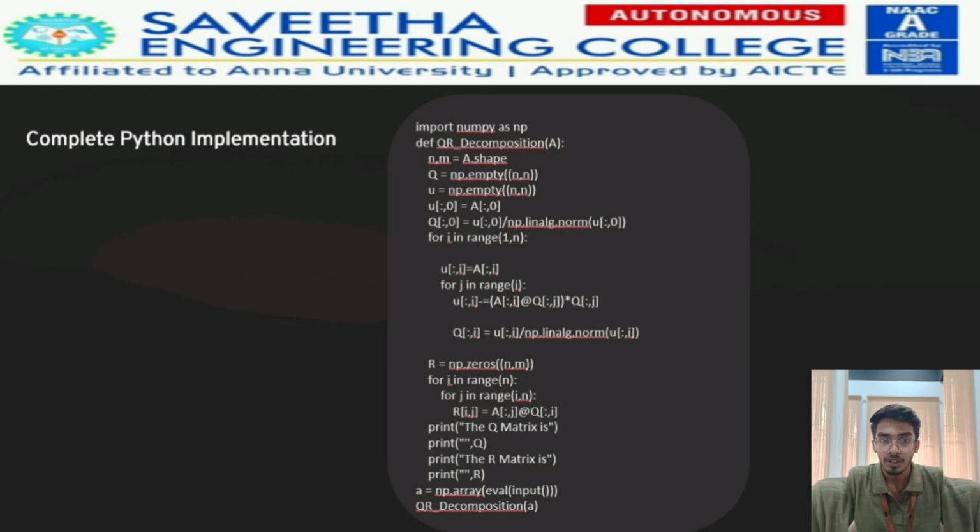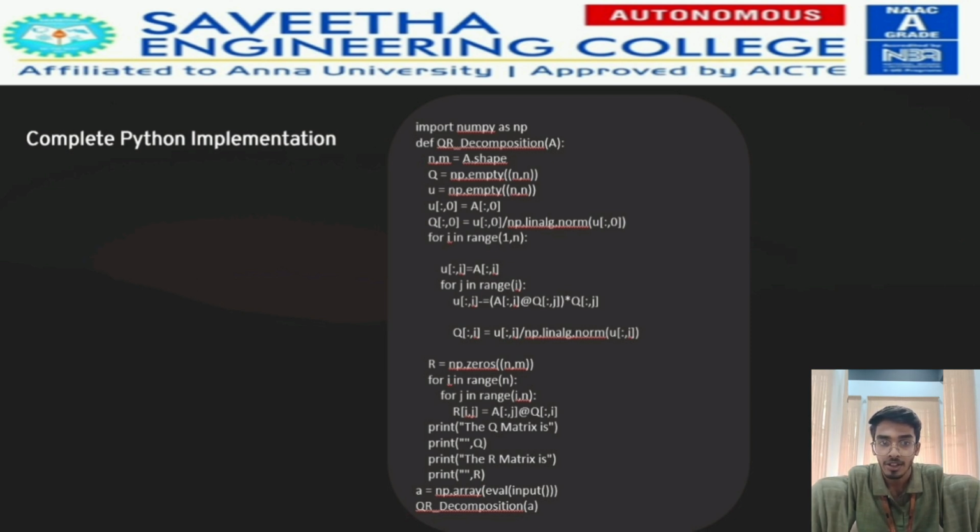This process begins with the first column of the input matrix A. The column is taken directly as the first vector in U, which is normalized, as we saw before, by dividing it by its length. This gives the orthonormal vector, which becomes the first column of Q.